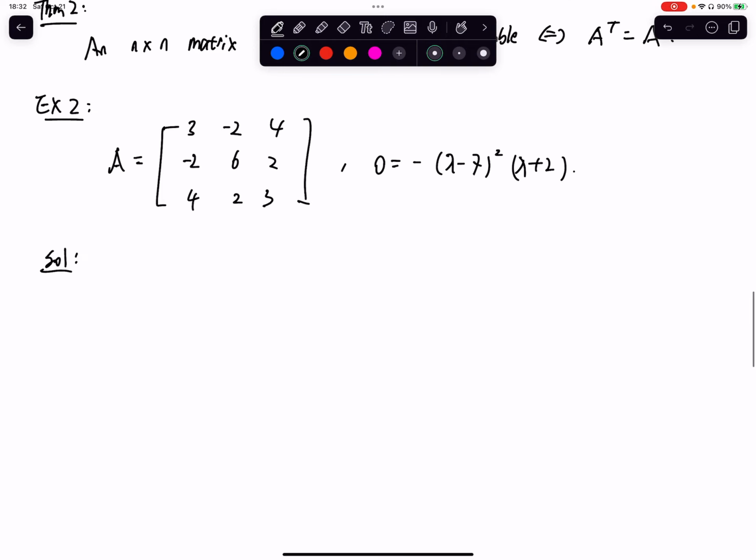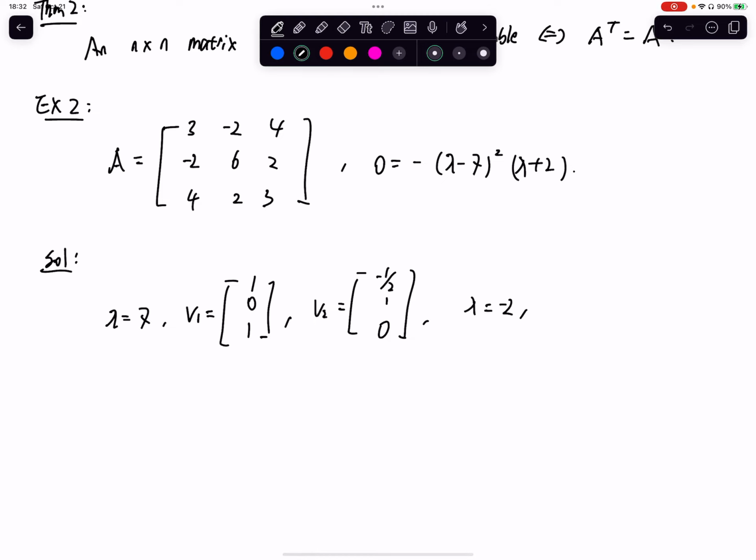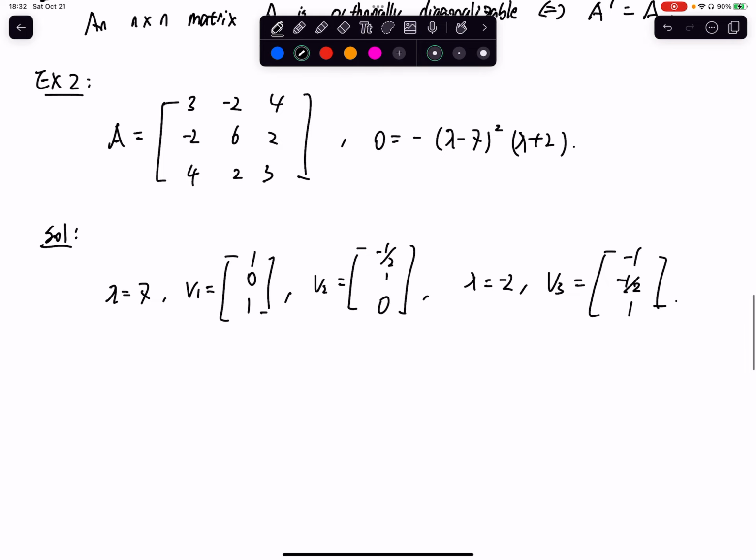So for lambda equals 7, we have two eigenvectors, V1 is 1, 0, 1, and V2 is minus 1 over 2, 1, and 0. And for lambda equals minus 2, we have our V3 being minus 1, minus 1 over 2, and 1. The calculations are not performed here. One can do it by themselves. It's very elementary. So we see that V1 and V2 are linearly independent, but they are not orthogonal. So how do we deal with this situation?